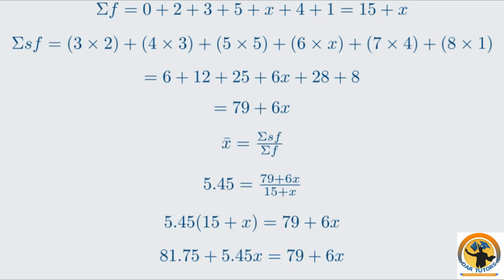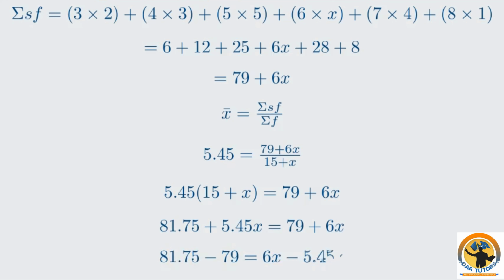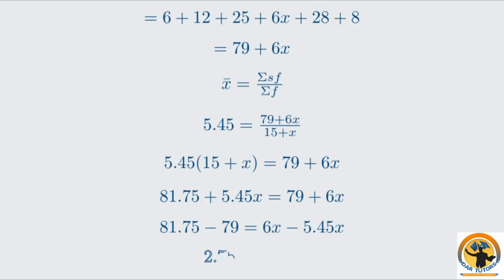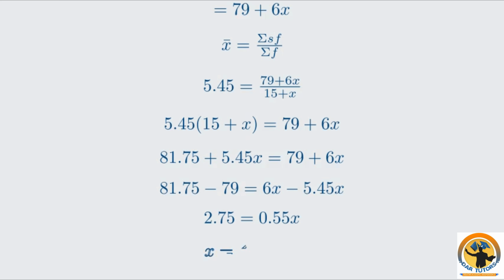Now we gather the x terms on one side and the constants on the other. Subtract 5.45x from both sides and subtract 79 from both sides. We are left with 2.75 equals 0.55x. Finally, we divide by 0.55 to find x. The result is 5, so the missing frequency is 5.